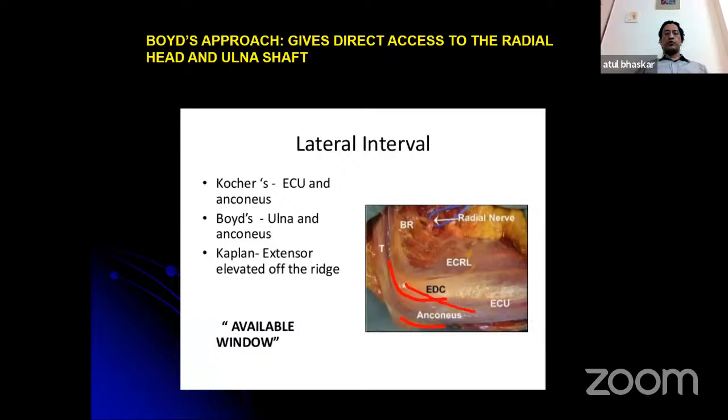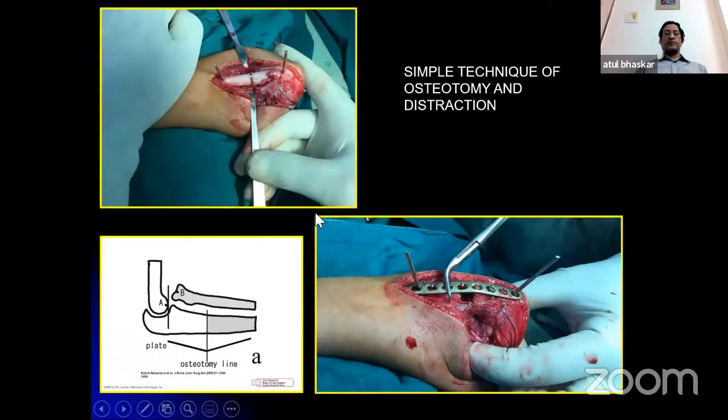This is the approach, the Boyd's approach. For the exam, you must know this approach between the ulna and the anconeus. Also do the Kocher's approach. And this gives you excellent exposure of the proximal radiocapitellar joint as well as the ulnar shaft. And you can extend this proximally to harvest the triceps.